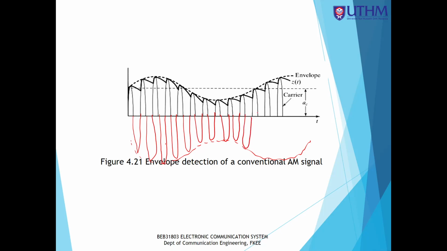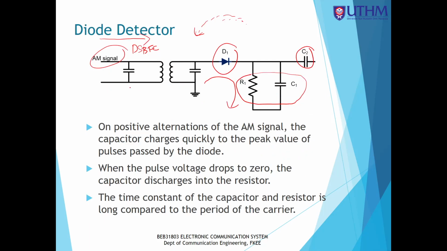So this is the double sideband full carrier waveform at the input of the demodulator. This is the input signal. And then what happened? It goes through the D1. The function of the diode is like a switch where it only allows current to flow in one direction only. So during the positive cycle, it will switch on. During the negative cycle of the input, it will switch off, which is during the reverse bias.